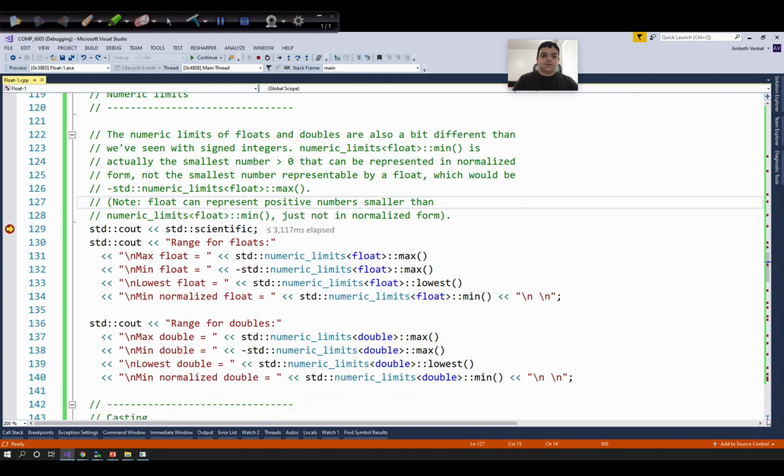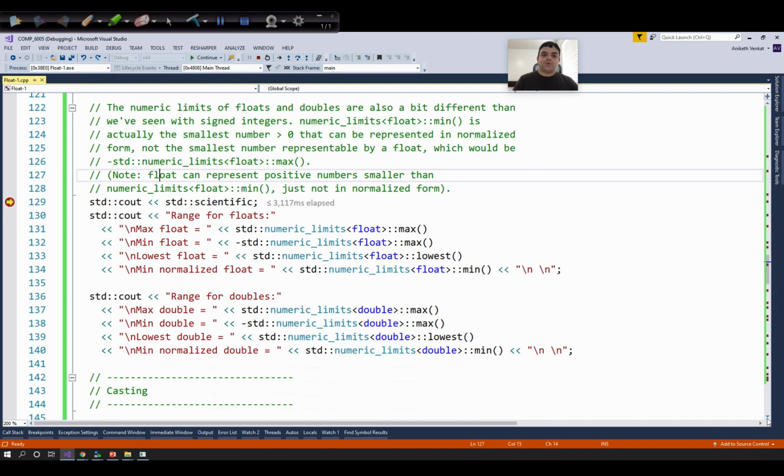Now let's look at the range of floating point numbers. In the previous class, we looked at this template called std::numeric_limits. It's part of the limits file. So if you include limits, you will be able to use this template. Here we will call this template with float, and we will query what is the maximum, lowest, and the minimum.